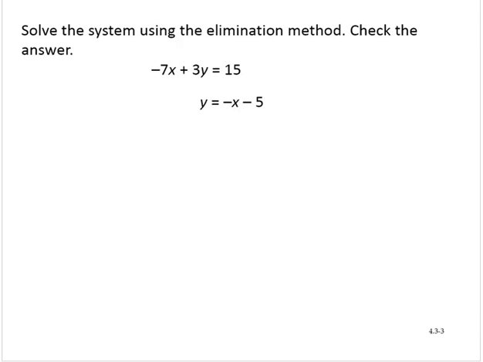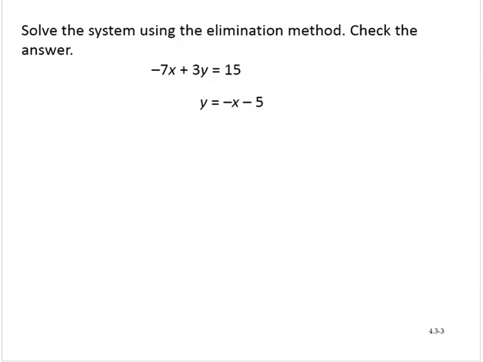Solve the system using the elimination method, check the answer. Now, actually, if I was given this system, I would probably use substitution. Noticing that we already have in the second equation y equals negative x minus 5, it's very easy to then use the substitution method. But we were asked to use the elimination method, so let's do that.